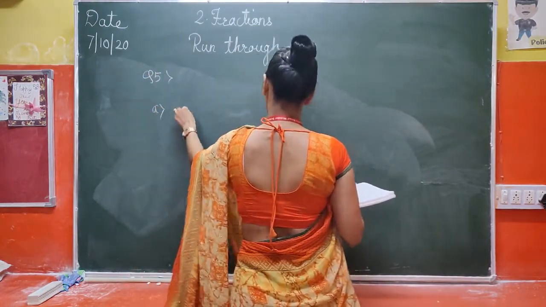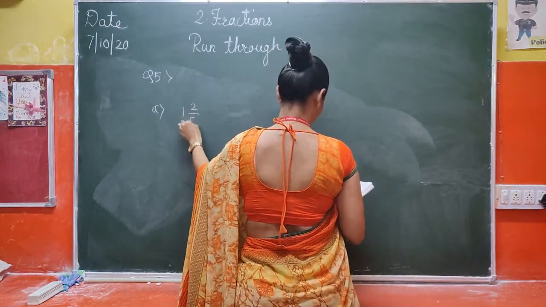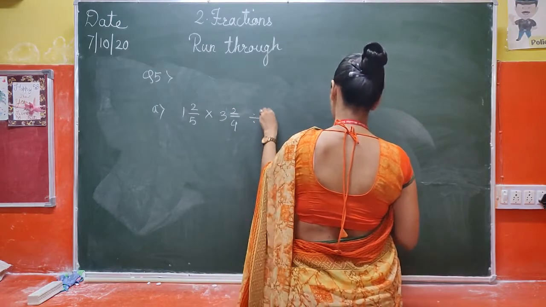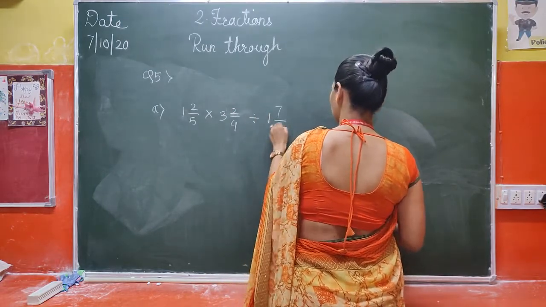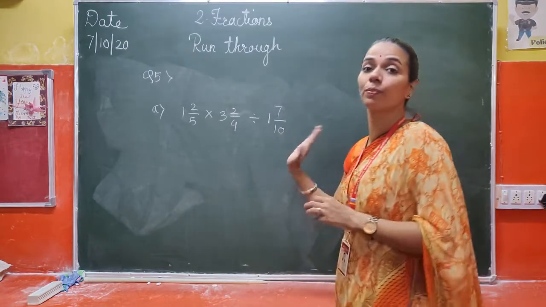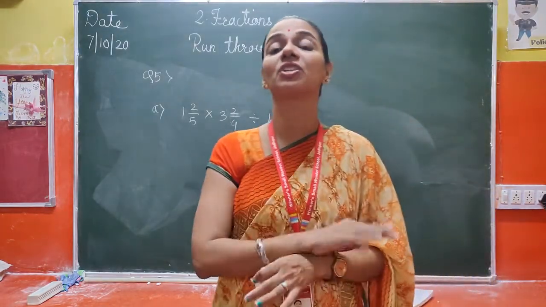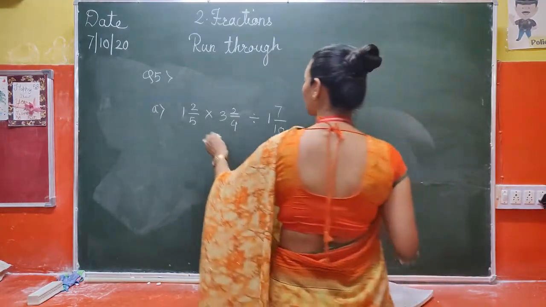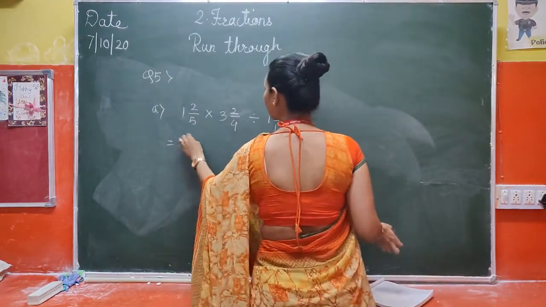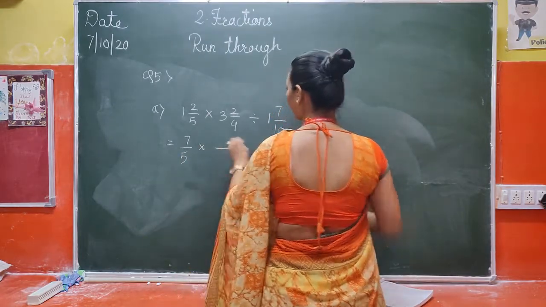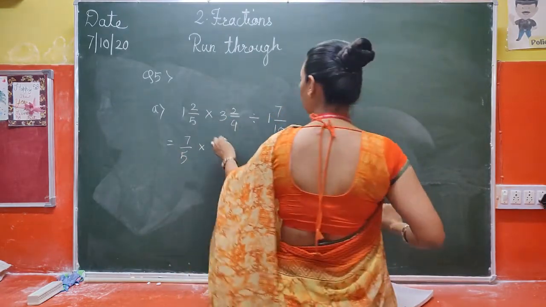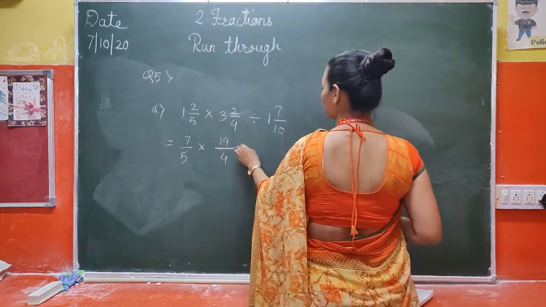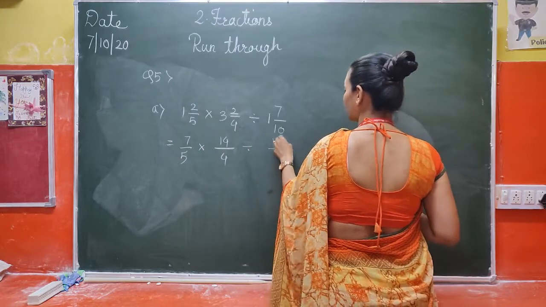A. 1 2 by 5 multiplied by 3 2 by 4 divided by 1 7 by 10. So whenever we have such mixed fractions, what I have taught you, just convert them into improper fractions. So first thing we'll do that. 5 ones are 5 plus 2, 7 by 5 multiplied by 4 3s are 12, 14 upon 4, that is 12 plus 2, divided by 10, 17 plus 10.